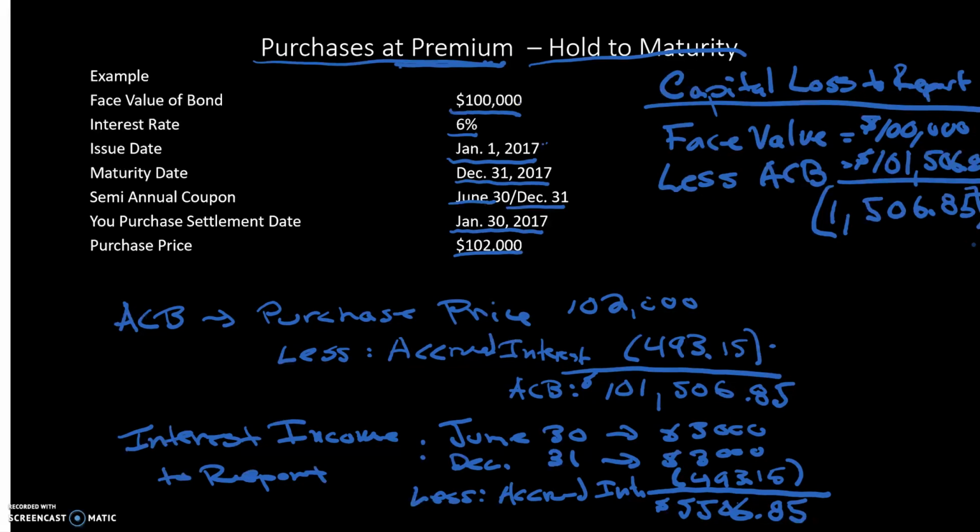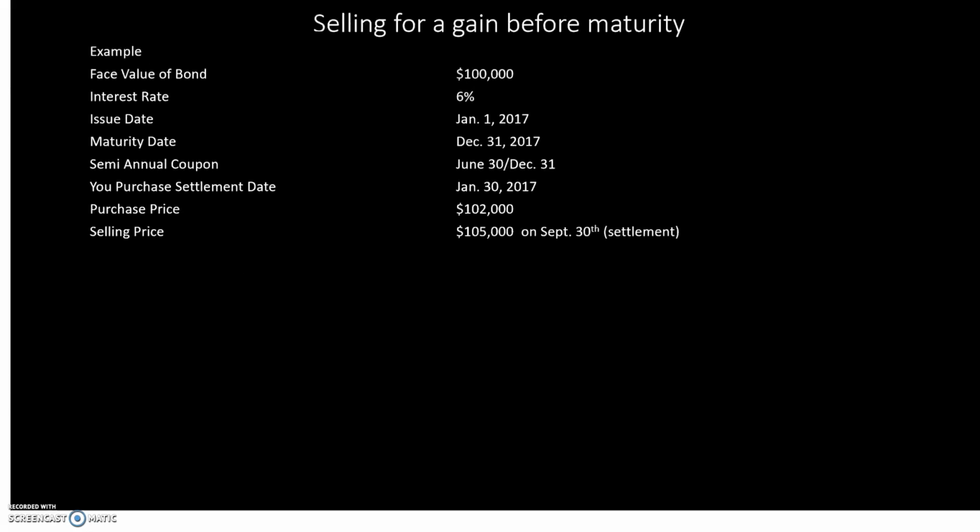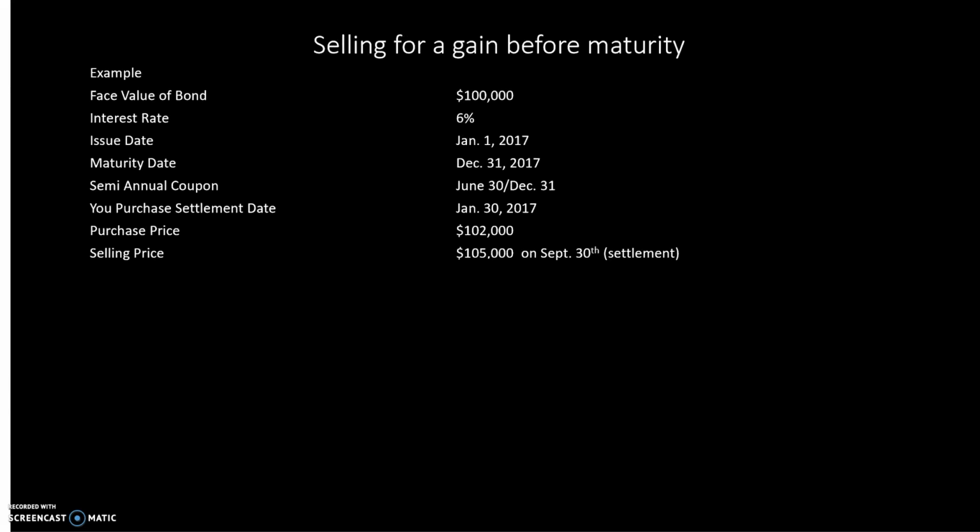Now let's go to the last example that we're going to cover today. The last example is going to really go over selling a bond before maturity. If we scroll down to this last slide, here we have an example of selling a bond for a gain before maturity.